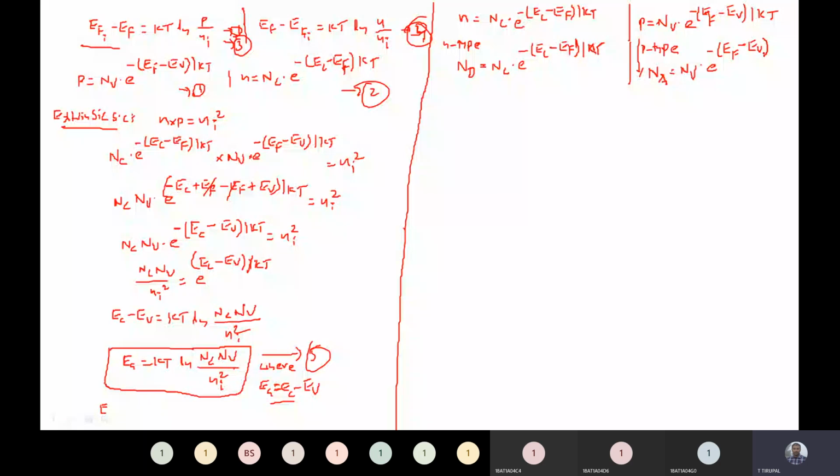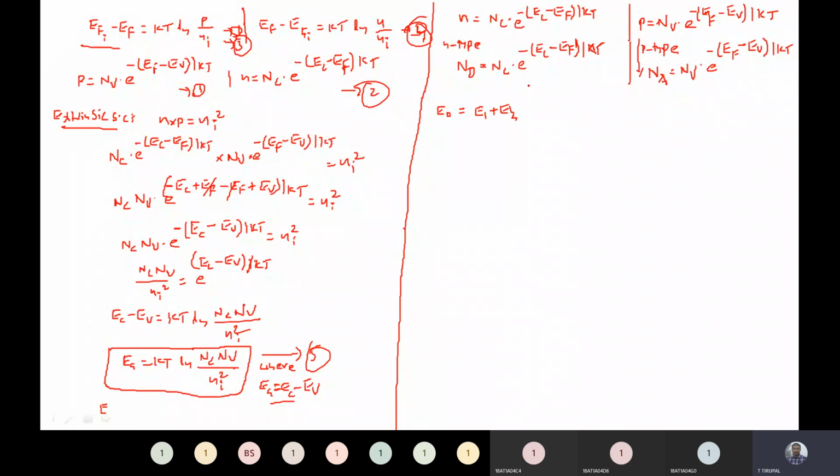Now we can even represent the energy band gap or E naught in terms of ND and Na. See how we can write E naught. I told you already, E naught is called the shift in energy level, or the potential energy barrier of electrons. We have proved E naught is equal to E1 plus E2, as mentioned in the previous case.